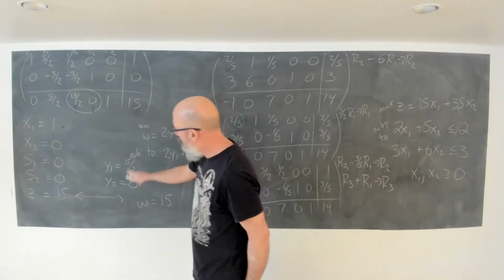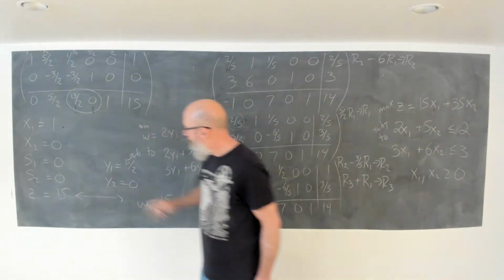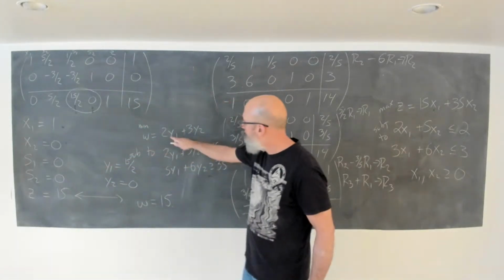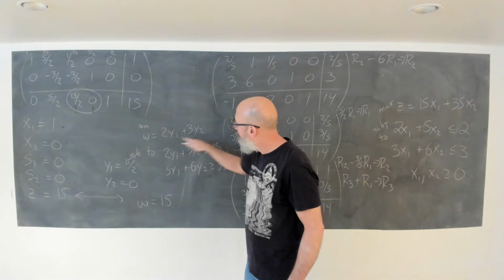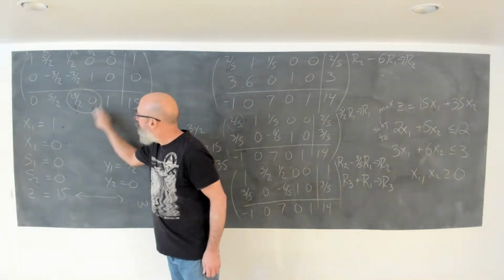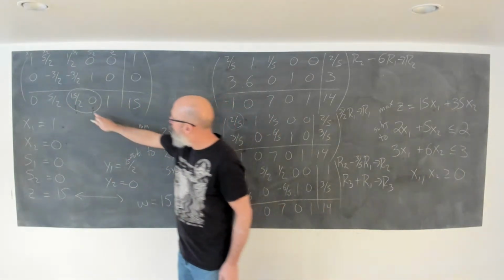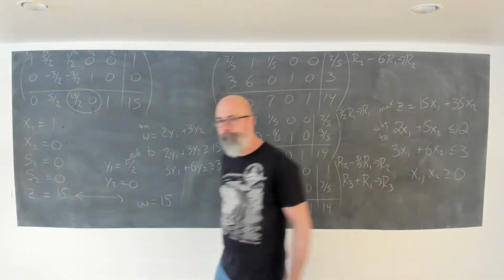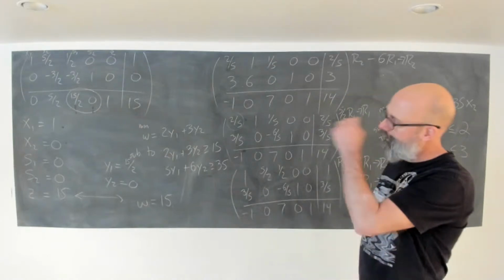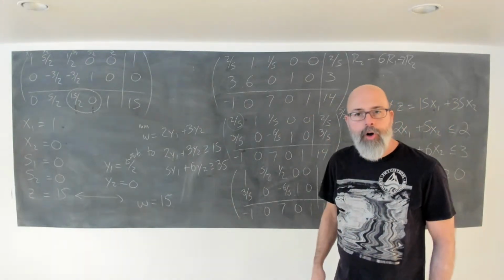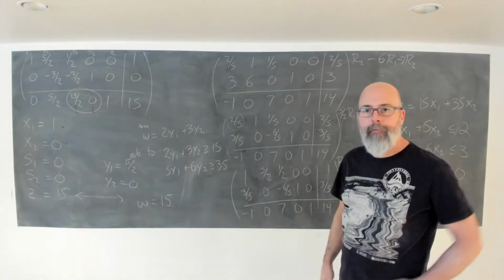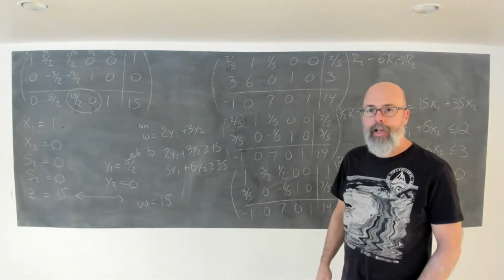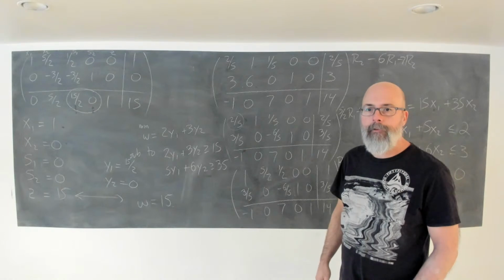And the question arises, what are y1 and y2? Well, they certainly don't correspond to any combination of x1 and x2. You will find y1 and y2 in the last row of the slack variable columns. So, last row of the slack variable columns.